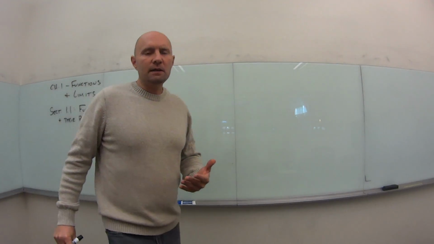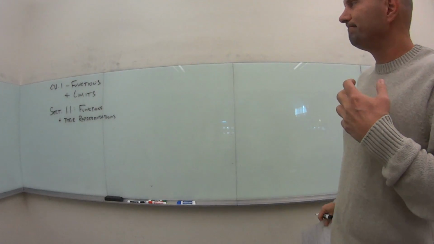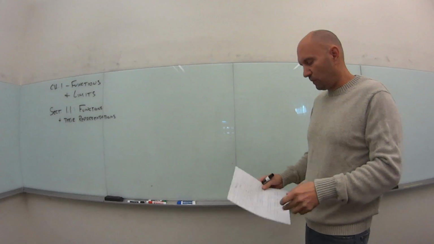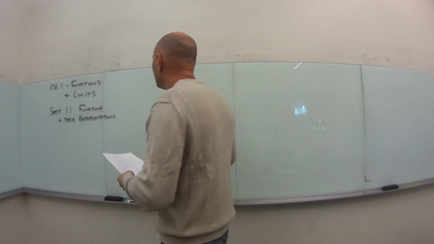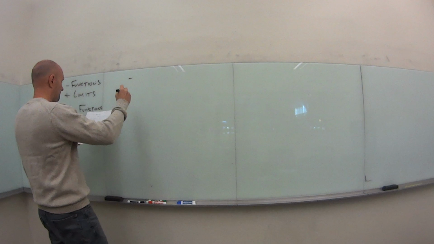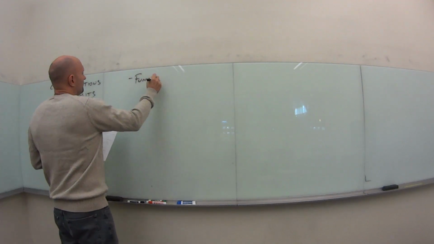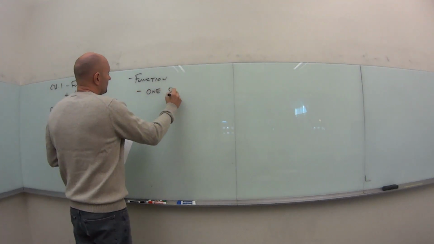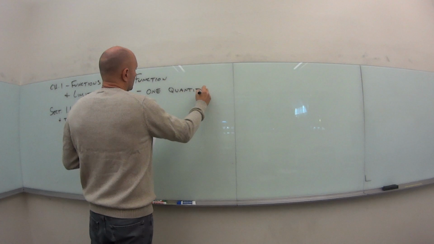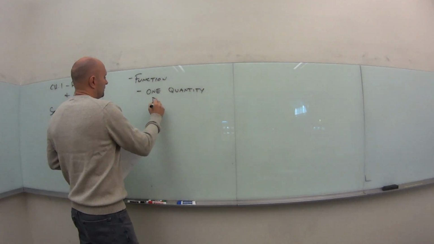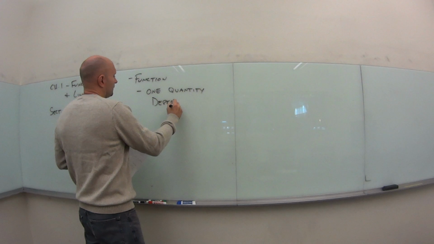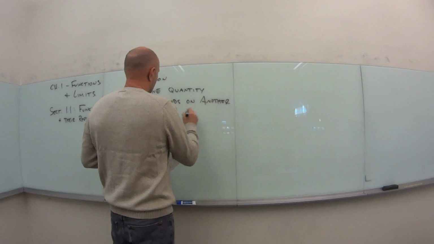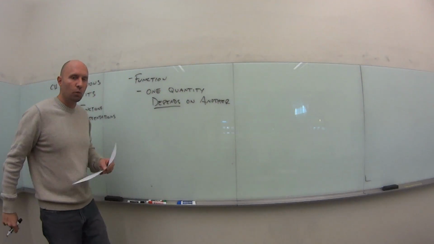So hopefully you somewhat remember your functions from Math 126, a little bit from 127. Let's get some definitions about it though. First off, a function is when one quantity depends on another. Depends being the key word here.